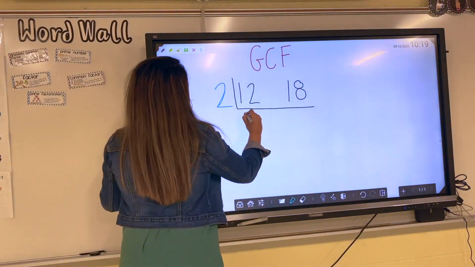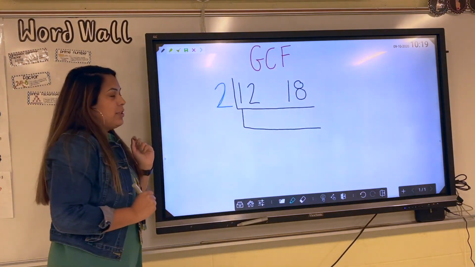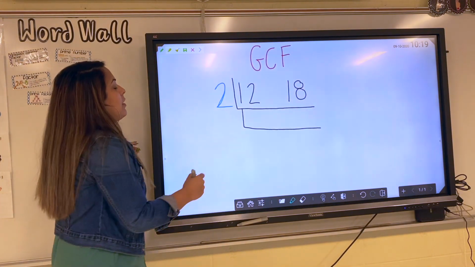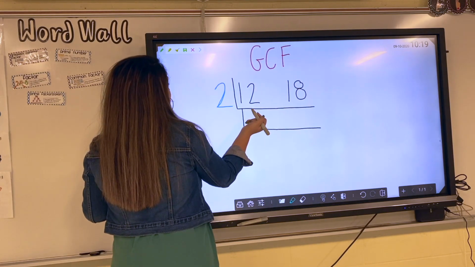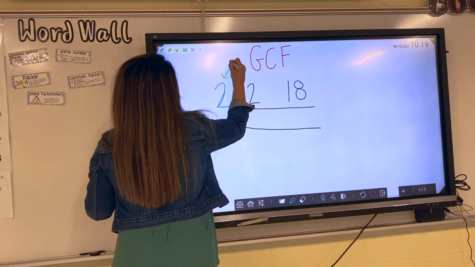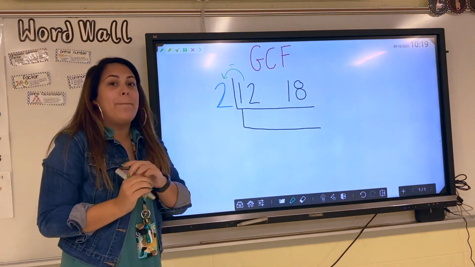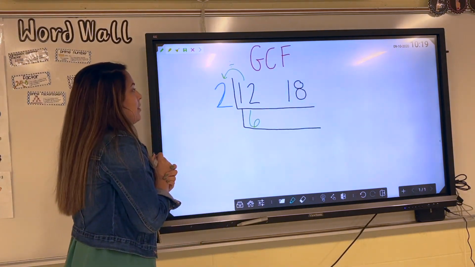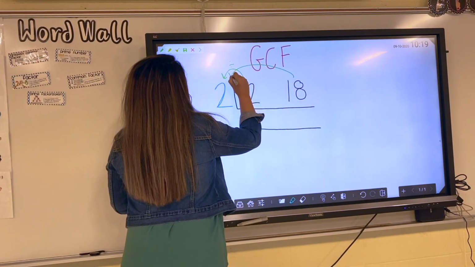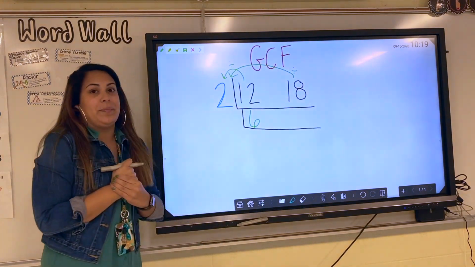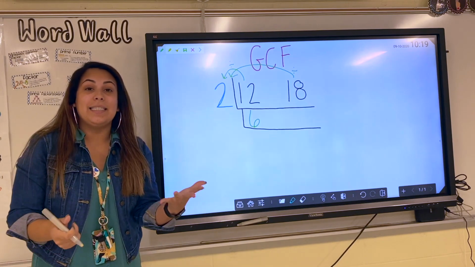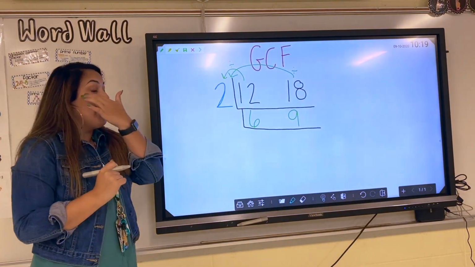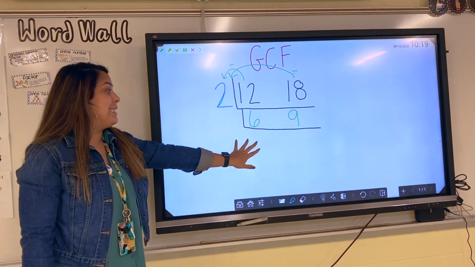Now I'm going to draw another line. You see we're creating a ladder. Now I'm going to divide 12 by 2 and 18 by 2. 12 divided by 2 is 6, so I'm going to put 6 down here. And then I'm going to divide 18 by 2. 18 divided by 2 is 9. So now we're going to do what we just did at the top for 6 and 9.